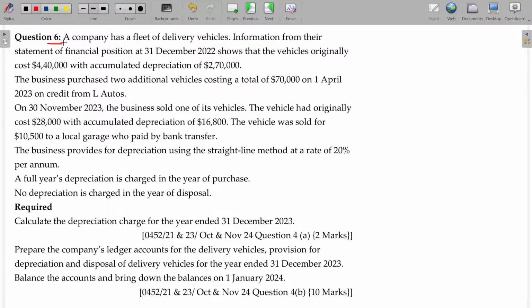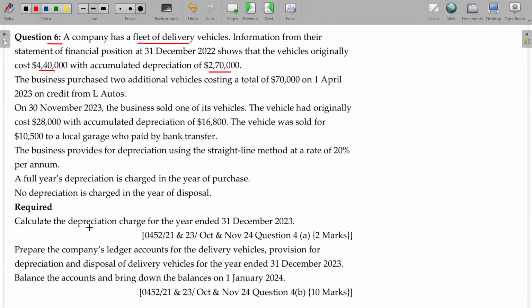Question number 6. A company has a fleet of delivery vehicles. Information from their statement of financial position at 31st December 22 shows that the vehicles originally cost 4,40,000 with accumulated depreciation 2,70,000. So this is about the year beginning values. What are the things required?